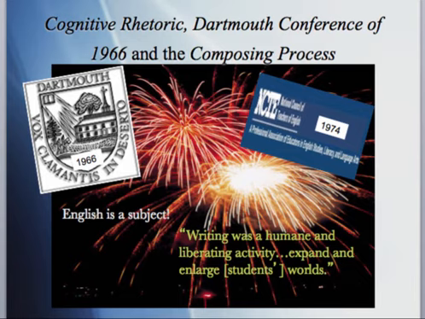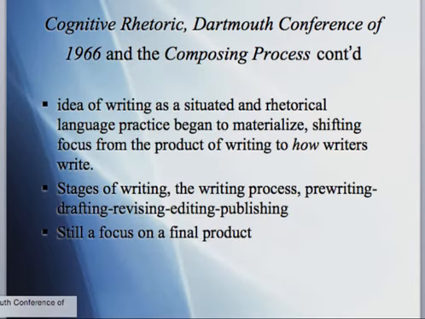So cognitive rhetoric comes out of this. So the idea that writing is situated in rhetorical language practice. And it began to materialize, shifting the focus from the product of writing to how writers write. So lots of studies came about looking at how does someone start with an idea and then create that final product. And so this is where we get the stages of writing, the writing process, ideas of pre-writing, drafting, revising, editing, publishing, etc.